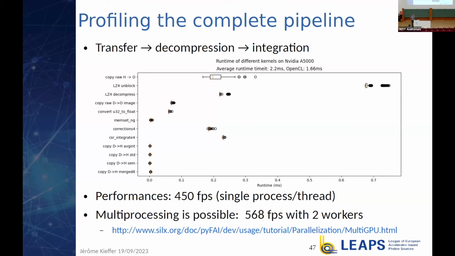And we could have multiple processes using the same GPU, and we get 500 to 600 frames per second with several workers. Again, the whole code is available here.